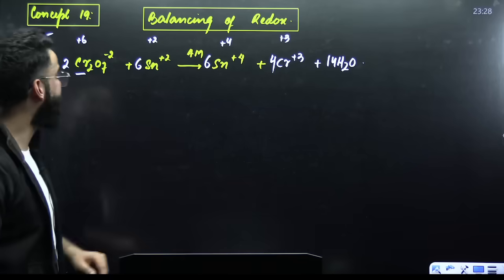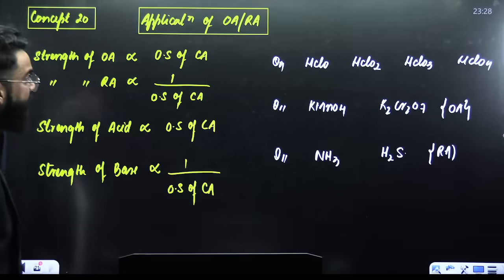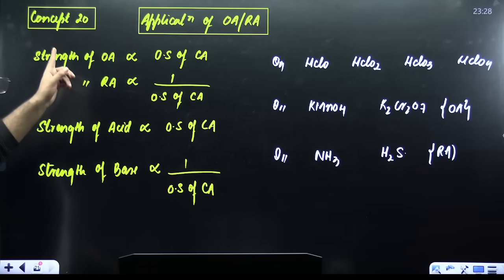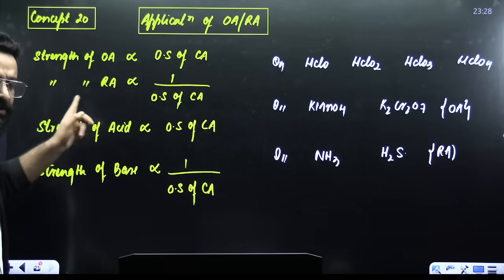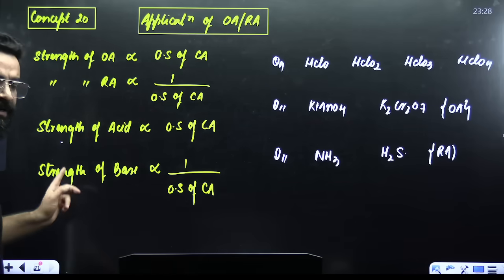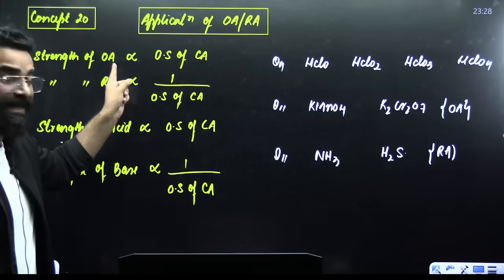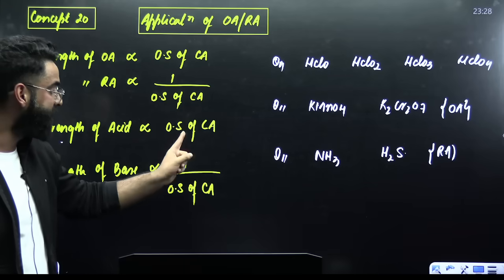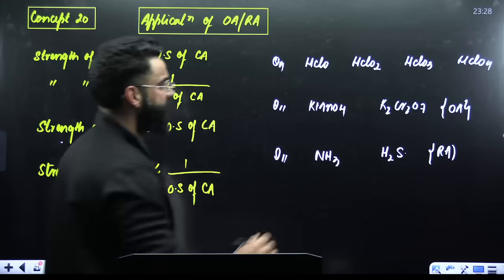Okay. Similarly, guys, one more concept which is frequently asked. That is application of oxidizing and reducing agents. Sometimes they'll ask you a question about strength of oxidizing agent, strength of reducing agent, strength of acid, strength of base. Remember, strength of oxidizing agent is directly proportional to oxidation state of central atom. Inversely proportional, directly, inversely.